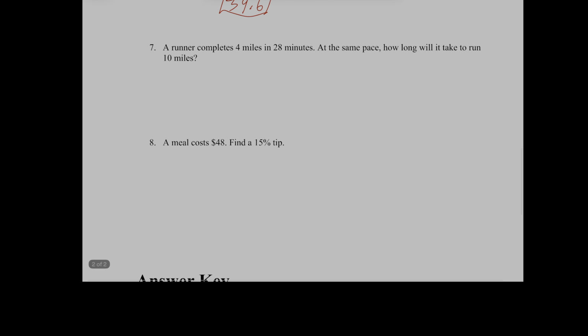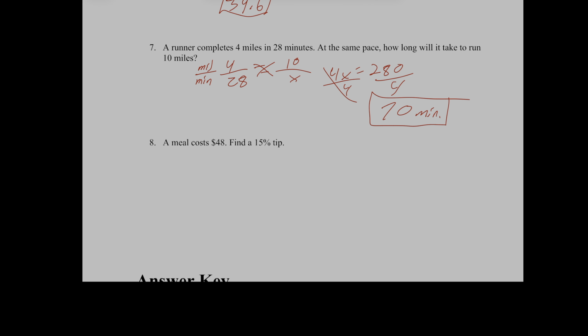Number 7, a runner completes 4 miles in 28 minutes. Let's do a fraction. We're going to go miles over minutes, okay? At the same pace, how long will it take him to run 10 miles? Well, miles is on top, minutes is on bottom. We just got to keep those straight between the tops and our bottoms. Cross and multiply, I get 4x equals 280. Divide each side by 4, and my answer is 70. 70 what, though? We're looking for minutes, so it'll take him 70 minutes to run 10 miles, okay?